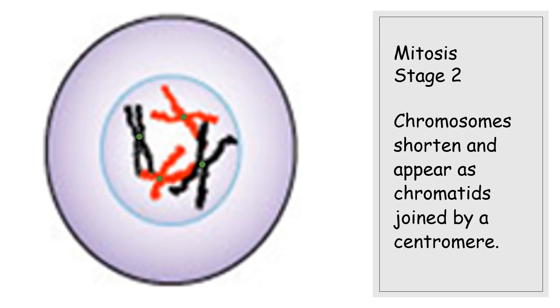The centromere is this dot in the middle, and what you can see is each of the chromosomes is now made up of 2 chromatids, and that's the same for each of those 4 chromosomes. So again, this process can be seen under microscopy in the process of mitosis.